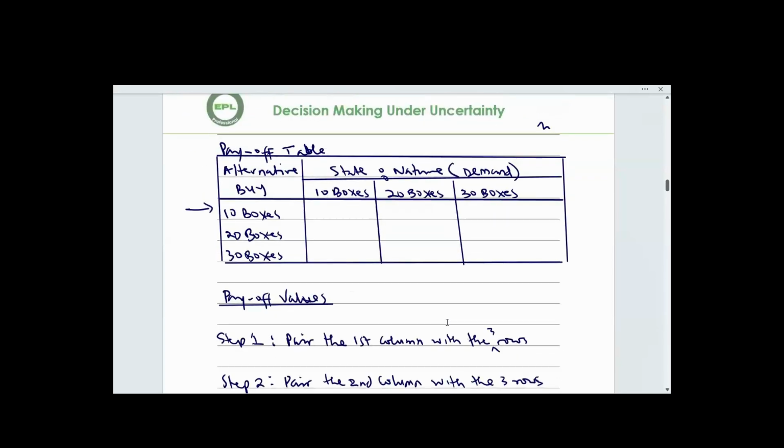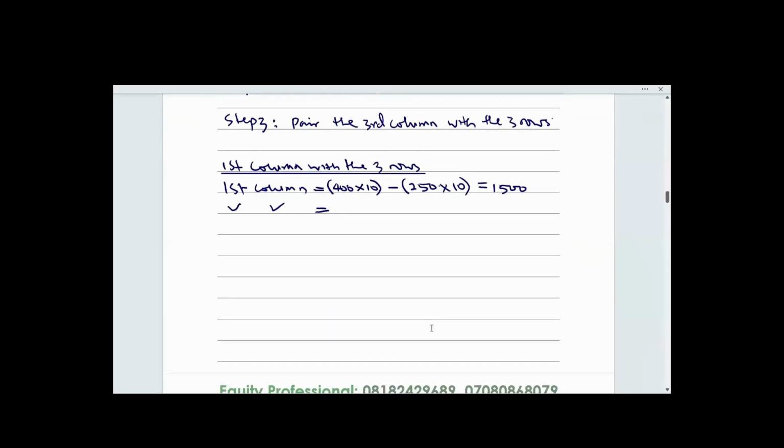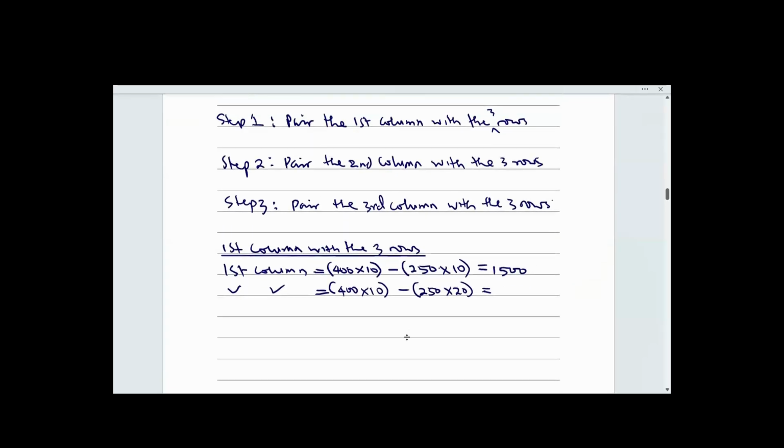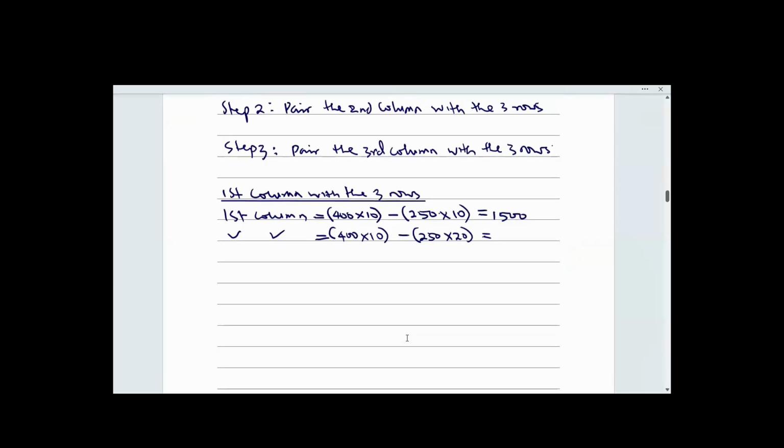All right. So in the second, again, you are going to remember, you are supposed to pair the first column with the 3 rows. So we have paired the first column with the first row. So let's do it for the second row. Second row is 20 boxes. So I will come here, 400 multiplied by 10 boxes minus 250 multiplied by 20 boxes equal. Now, what do we have? 4,000 minus 5,000 will give us minus 1,000.